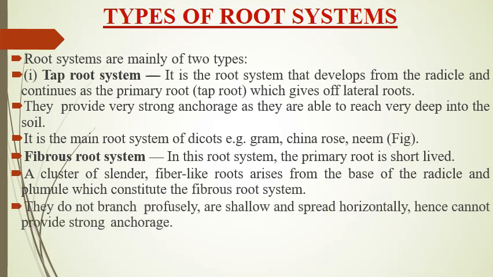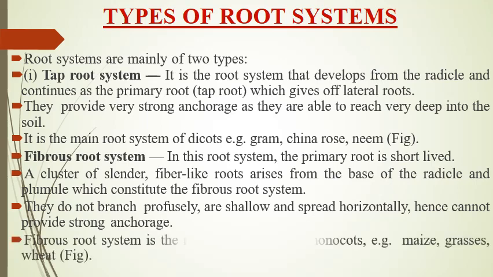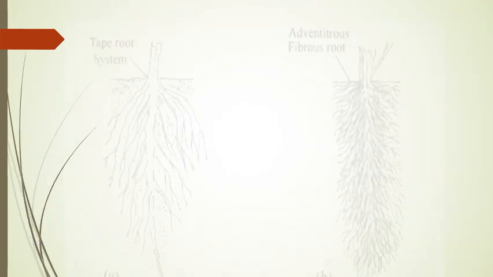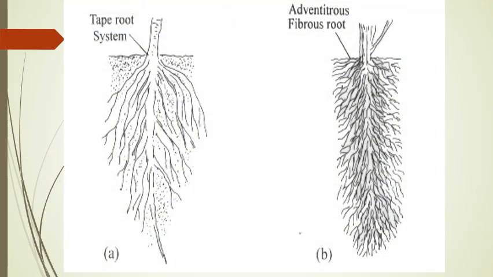They do not branch profusely, are shallow and spread horizontally, hence cannot provide strong anchorage. Fibrous root system is the main root system of monocots, maize, grasses, etc. You can see this figure. Difference is clear. Taproot and adventitious root.